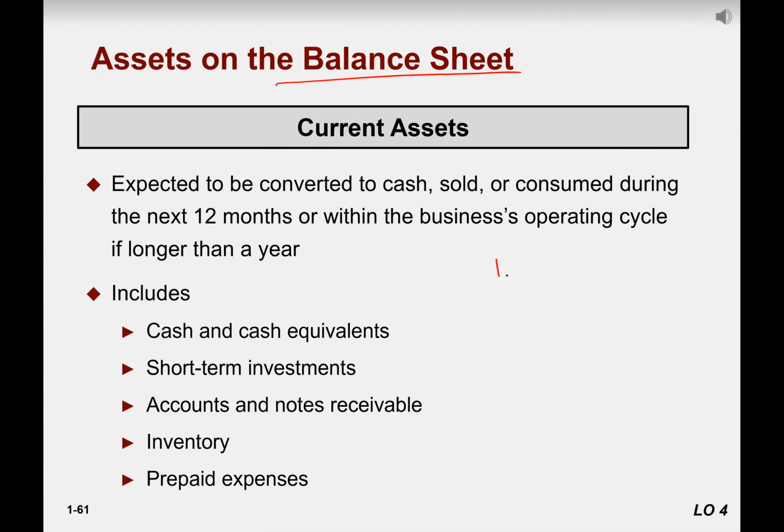Okay, now let's talk in detail about the balance sheet. We talked about that assets are equal to liabilities plus owner's equity, right? Now let's talk about the assets. What is the definition of assets? All the resources the company has, right? So in accounting, we segregate the assets into current assets and long-term or fixed assets. So what is the definition of current assets?